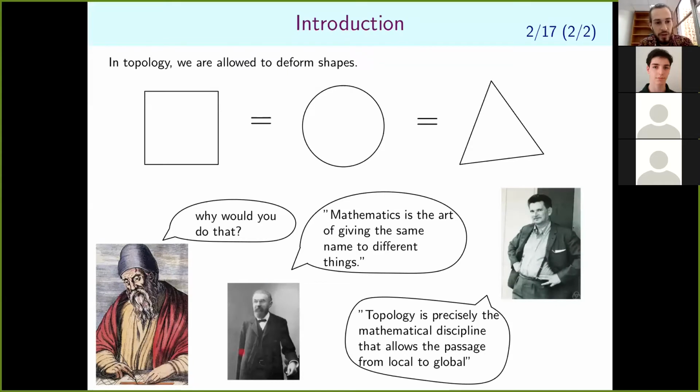And so those are the answers of Henri Poincaré and René Thom. Henri saying that mathematics is the art of giving the same name to different things. And René says, topology is a discipline that allows the passage from local to global. All right.